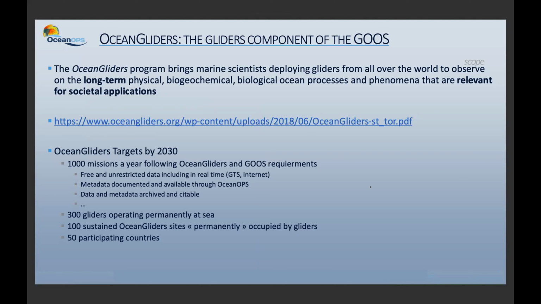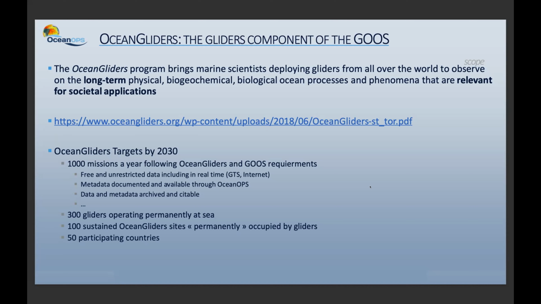So what is OceanGliders? The OceanGliders program brings together marine scientists deploying gliders from all over the world to observe the long-term, I bold this aspect, physical, biochemical, and biological ocean processes and phenomena that are relevant for societal applications. I think those are the two drivers of OceanGliders. It has to be long-term and for strong societal applications. You can access the terms of reference following this link.